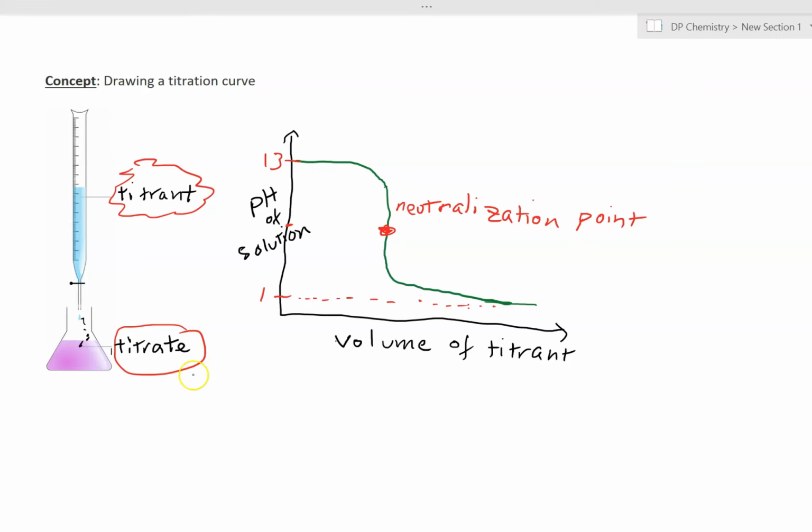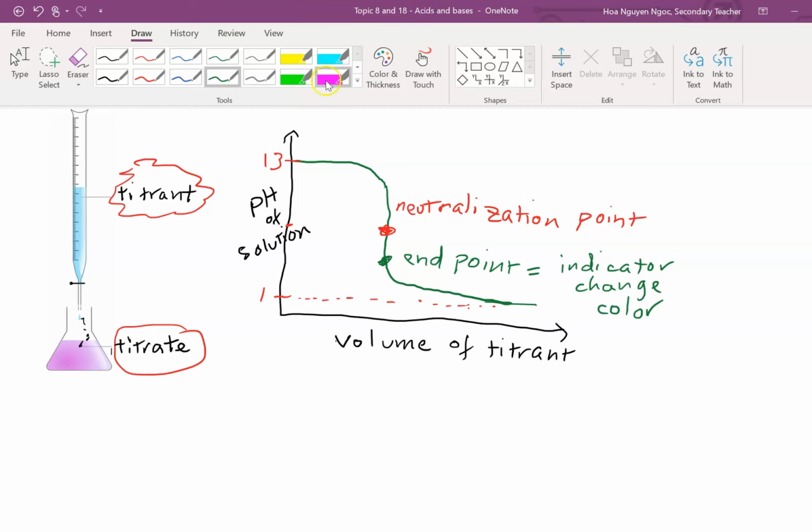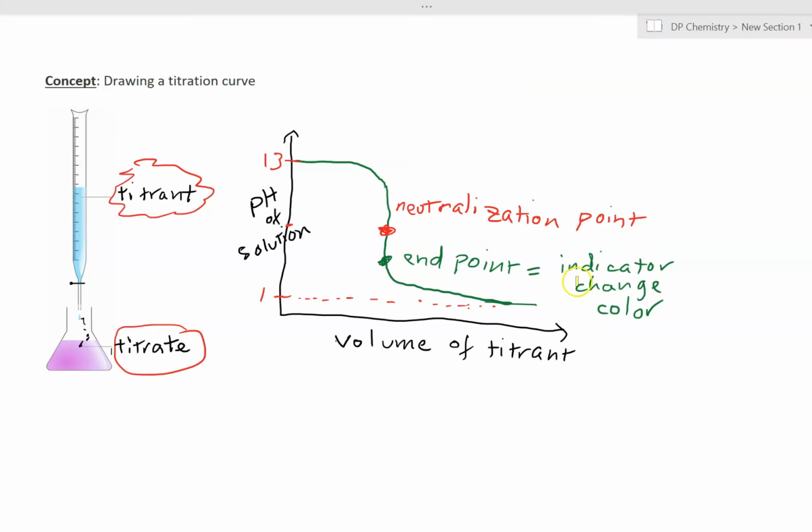The last vocab here is endpoint. The endpoint is when you stop adding more titrant because you think you already reached neutralization. Why waste chemicals? Usually, this means when your indicator changes color. Is it the same as the neutralization point? No, because indicators change color at a specific pH. You want to choose an indicator that changes as close to your neutralization point as possible, but probably can't be exactly the same.